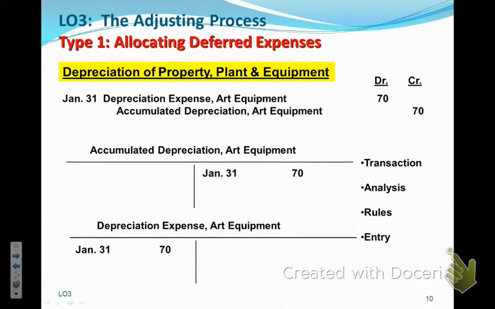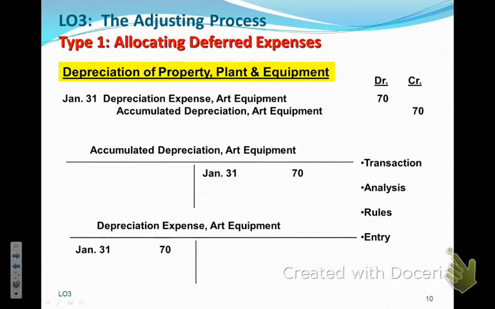Let me see if I can explain this a little bit further. So when a company buys a long-term asset, a building, trucks, computer equipment, in this case art equipment, that asset is going to be used over a long period of time for that business. It is, in effect, a way of prepaying for the usefulness of that asset for as long as the asset is going to benefit the company. So the long-term asset is considered, if you will, a deferred expense, meaning the company has acquired it, but it hasn't all been used up yet.